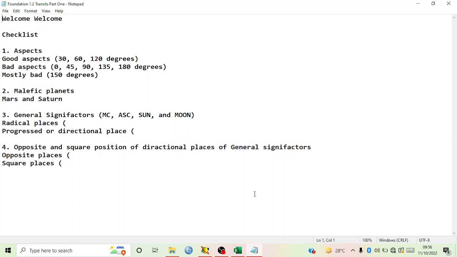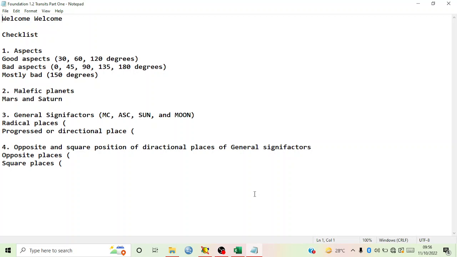Our checklist for today: one, we're going to be talking about aspects. Two, we're going to be talking about malefic planets. Three, we're going to be looking at the general significant factors, their radical places, and their progressed positions, sometimes referred to as directional places. And fourthly, we're going to look at the opposites and the square positions of those directional places of those general significant factors.